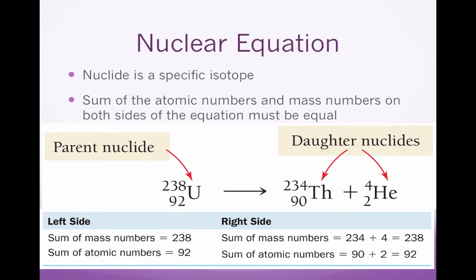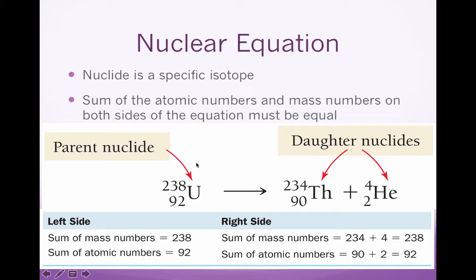So for nuclear equations, we write them out like this. So let's go through that. Here we have uranium-238. It undergoes alpha decay, and I know it's alpha decay because it emits this helium-4 to make thorium-234.